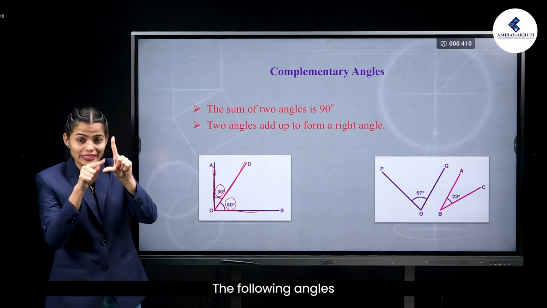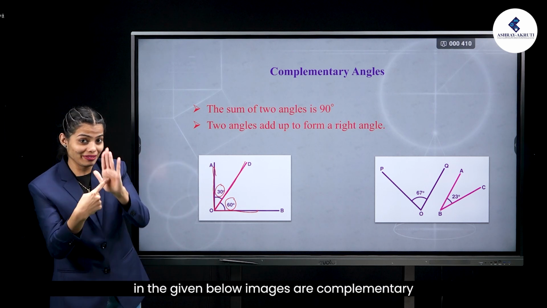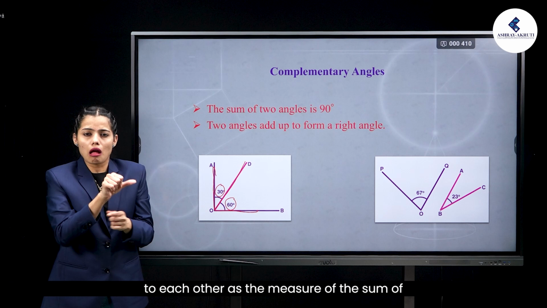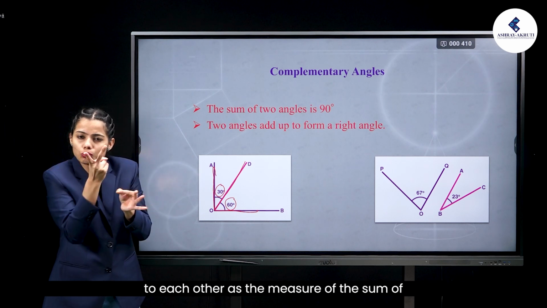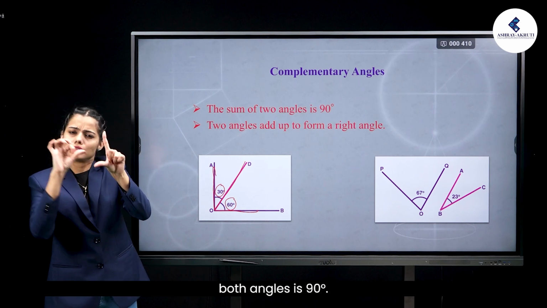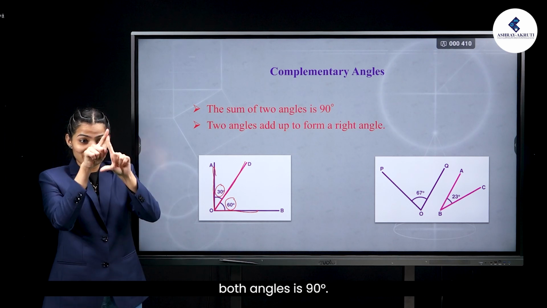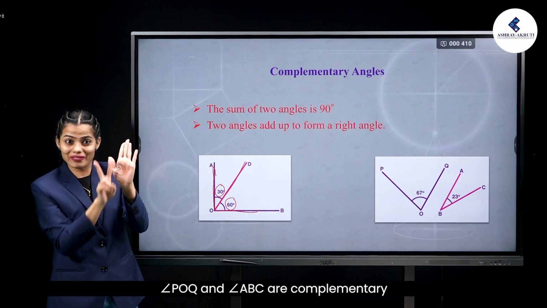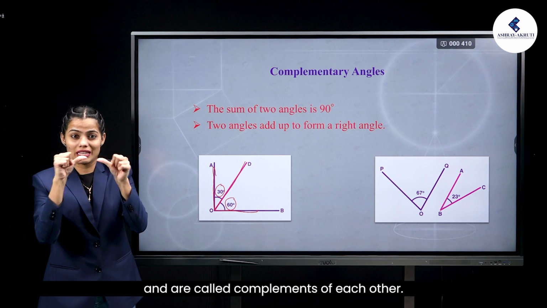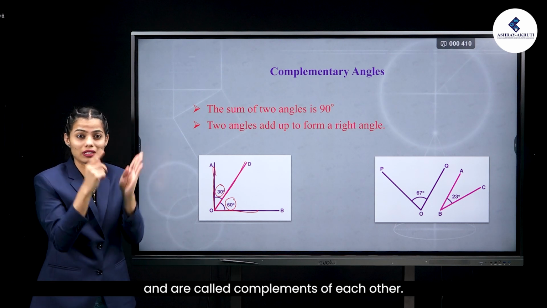The angles in the images given below are complementary to each other, as the sum of the measures of both angles is 90 degrees. Angle POQ and angle ABC are complementary and are called complements of each other.